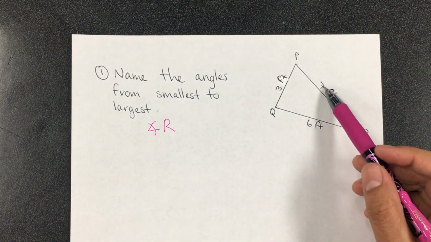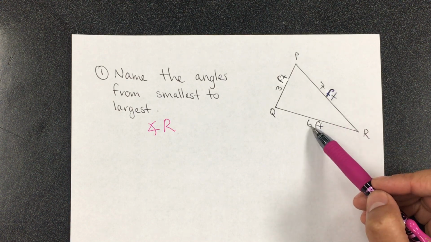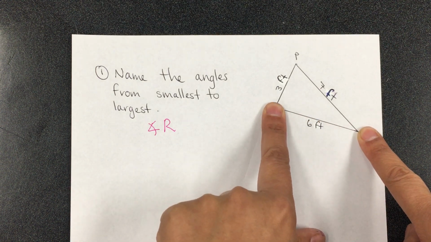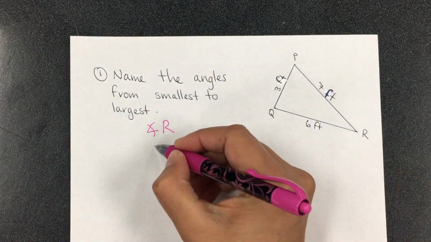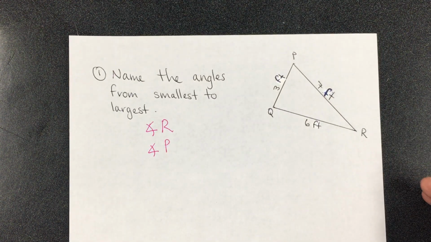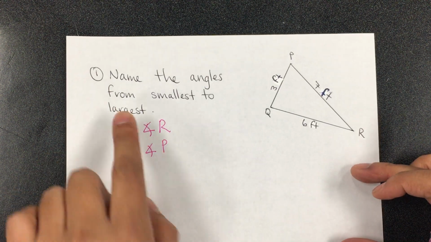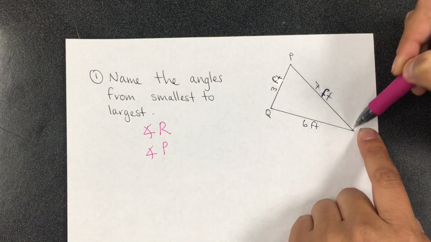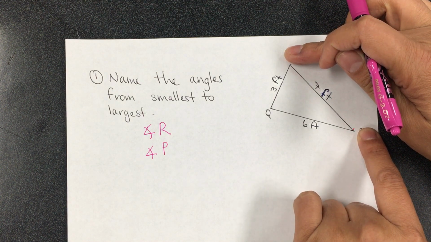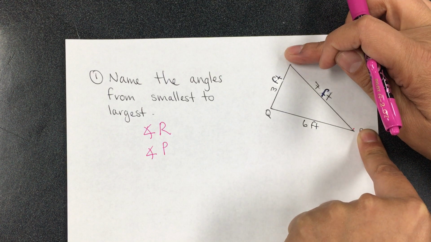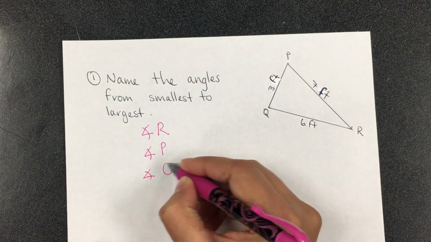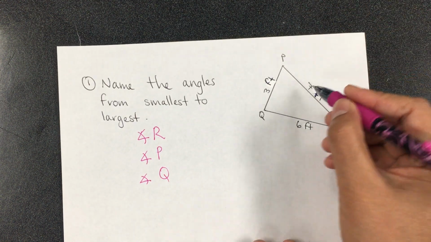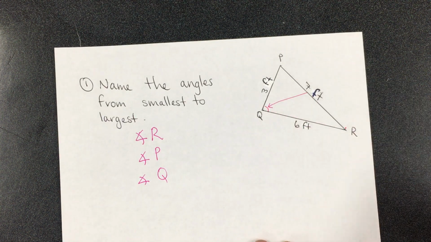For the medium, the other two measurements are 6 and 7. 6 is the medium, the measurement of this side, so you can cover those letters, and the medium angle will be angle P. For the largest angle, I look at the largest side, which is 7 feet, PR. So the angle that is widest is angle Q. It's opposite. If covering the letters confuses you, just remember that the angle is the one opposite the side, so this angle right here.